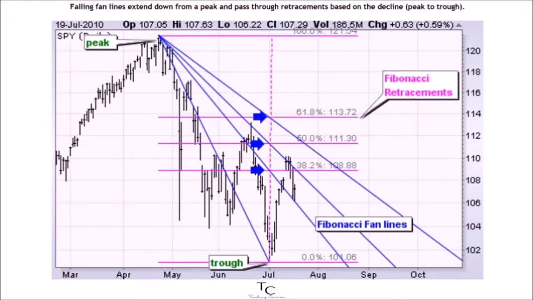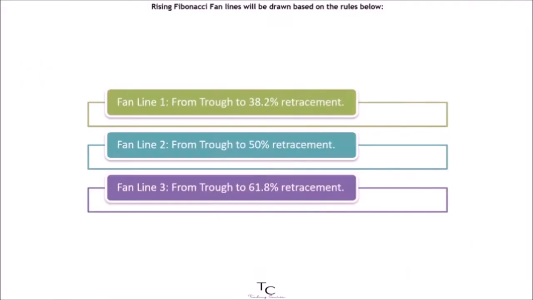Falling fan lines extend down from a peak and pass through retracements based on the decline from peak to trough. These fan lines can then be used to estimate resistance levels or potential reversal zones.